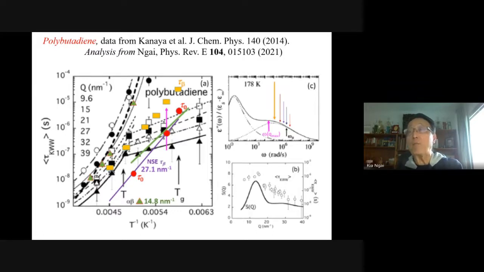Each of these arrows points to exactly that temperature, 170 K, where they are. And then on the bottom, you see the structure factor where the data were taken. Okay, so it's the same thing, it's agreement.